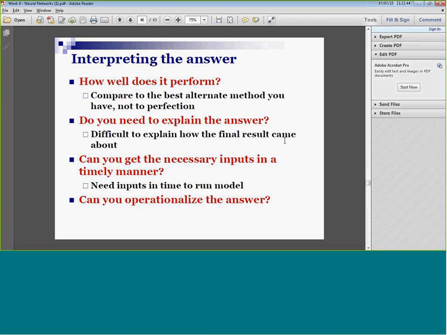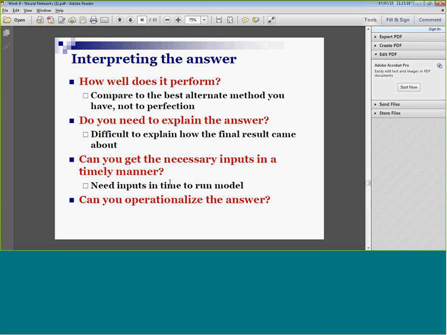If it's a straightforward, fairly simple kind of relationship, the decision tree might be the best. Regression often is very competitive. And so we have multiple models for multiple situations. So can you explain the answer? Can you get the necessary inputs in a timely manner? It doesn't do any good to say I can predict the stock market close if you give me all the inputs 1 second before it closes.